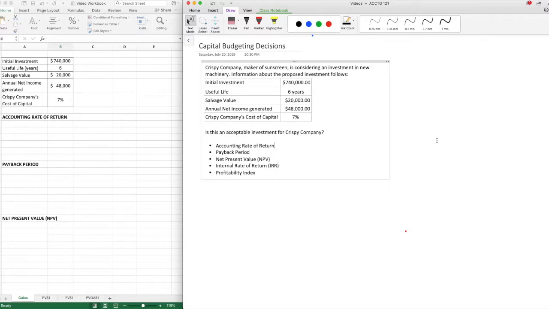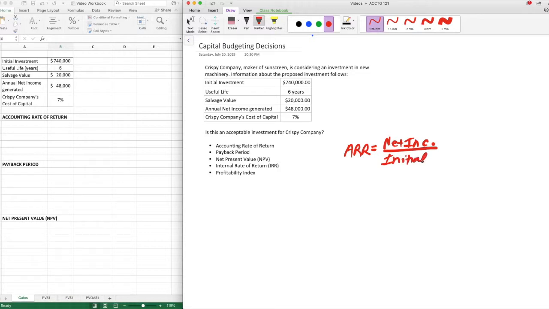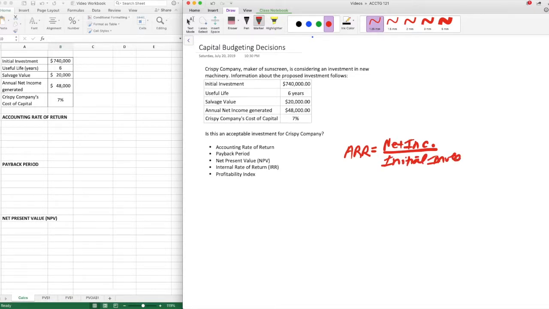To look at the accounting rate of return for this project, it's fairly simple. This is also called the simple rate of return sometimes. And so the accounting rate of return is calculated like this. Accounting rate of return is equal to net income that you're going to get each year divided by the initial investment.